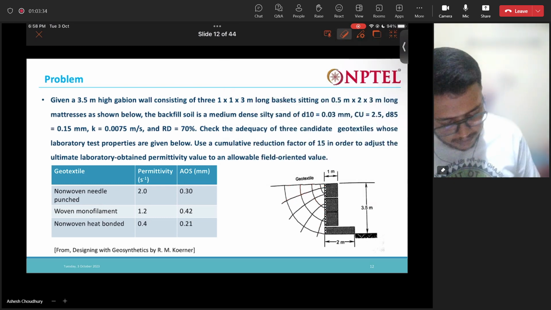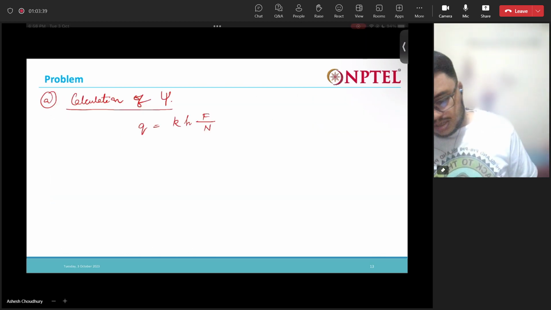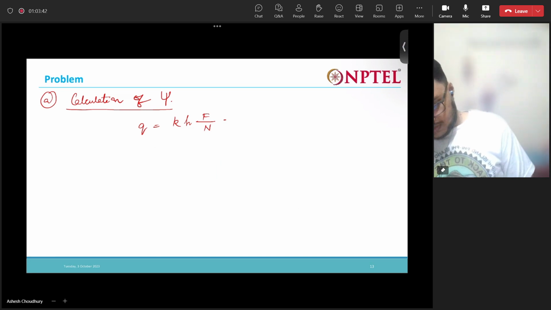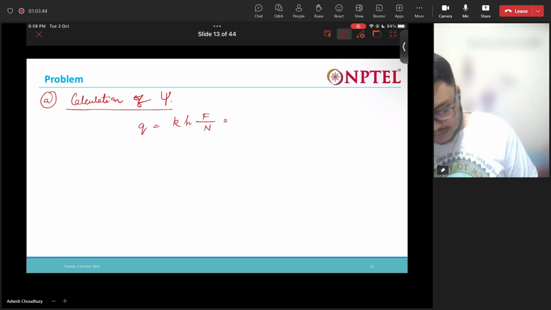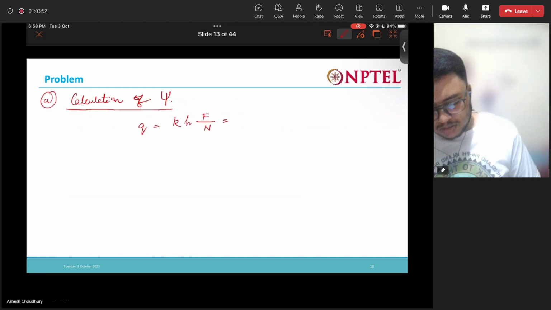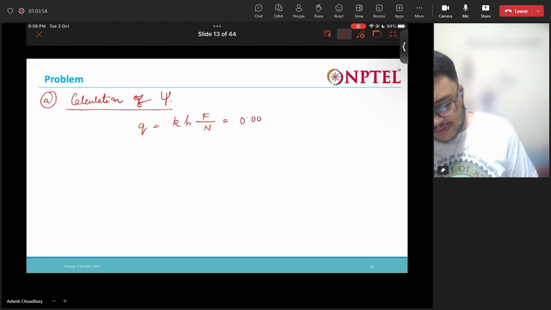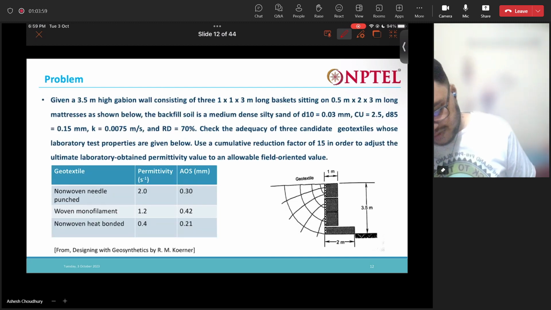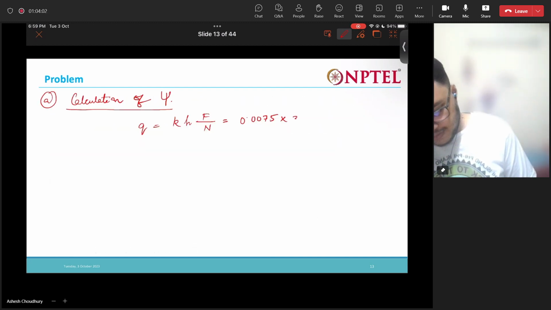Right. So what we can do is write q equals K H times N_f by N_d. How much was K? K for the soil is 0.0075 meter per second, into total head loss 3.5 meter. Okay, so let us see how much this comes.